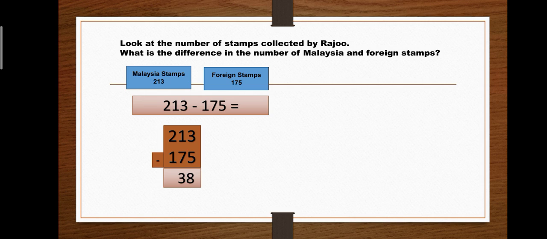3 you cannot minus 5, so you will borrow. You have to know we cannot write 170 minus 213. Why? Because 175 foreign stamps are less than Malaysia stamps. So we have to write the bigger number first. 213 minus 175. Okay, this is your answer.